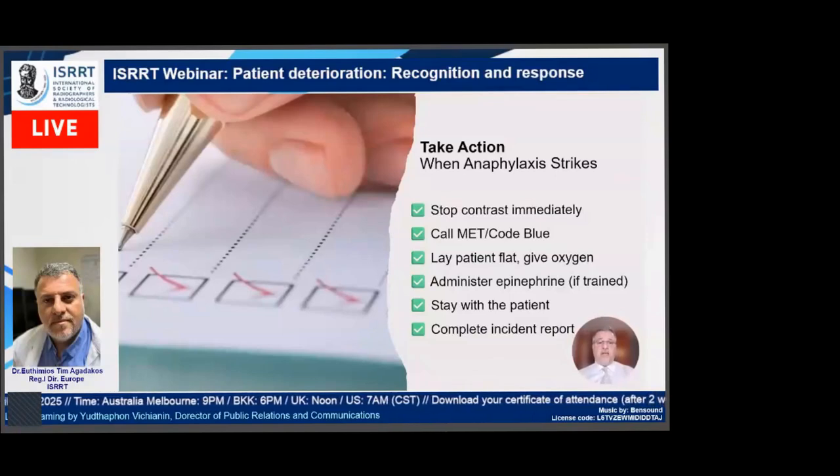This is your checklist. Stop the trigger. Stop the contrast media injection immediately. Stop the imaging procedure. Call for help. Position the patient flat, as we already mentioned, unless they have breathing difficulties. Give oxygen. Give epinephrine if trained. Always adhere to the regulations, the national regulations, and your protocol guidelines.